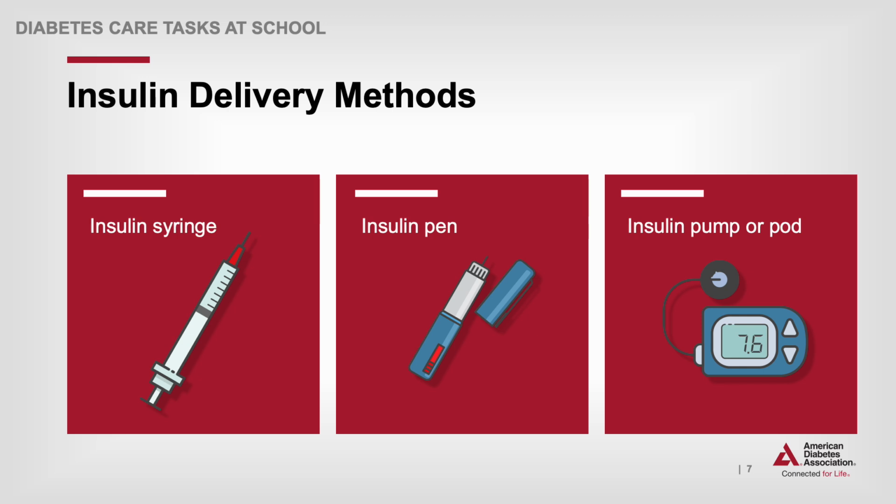Users set the pump to give a steady trickle, or basal amount, of short or rapid-acting insulin continuously throughout the day. Pumps also allow the user to deliver bolus doses of insulin at meals and at times when blood sugar is too high, based on the user's programming.